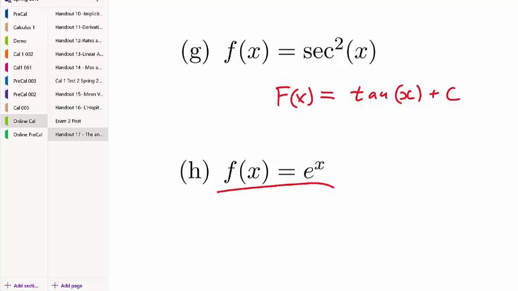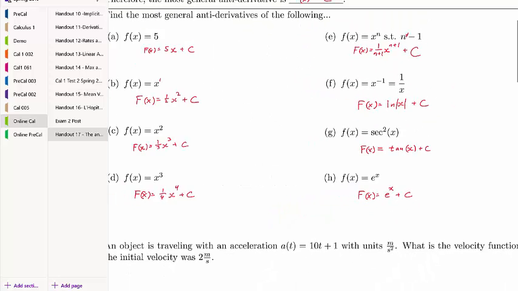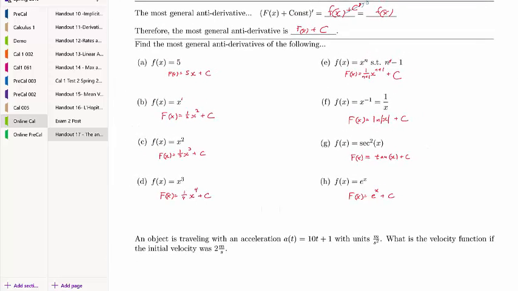Alright, little f of x equals e to the x. Well, the derivative of e to the x is just e to the x. The only difference here is that we have to make it general by adding a constant in there. Okay, so all these, after going through these, should make sense. If they don't, I strongly suggest you press the pause button and review them until they do make sense.